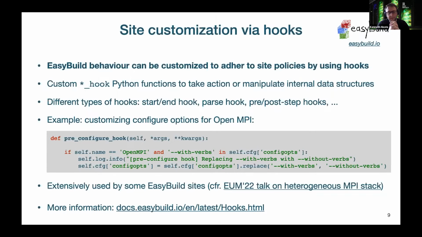There was a talk at the last EasyBuild user meeting on how the University of Brussels is using this to configure their MPI installations on their heterogeneous cluster, which is a bit of a challenge, but thanks to EasyBuild hooks, it has a quite easy and clean solution on how they do that. And of course, this is well documented in the EasyBuild documentation.